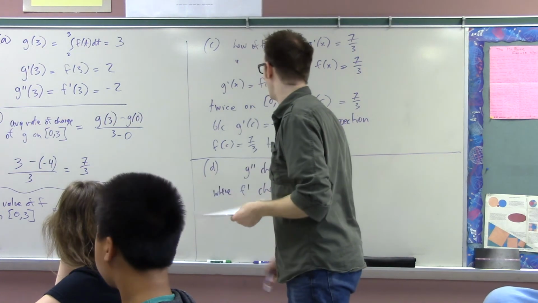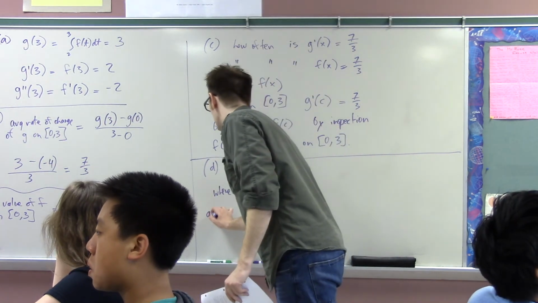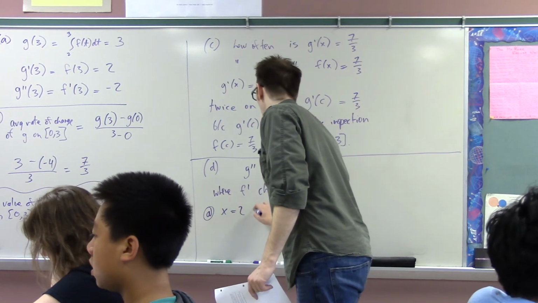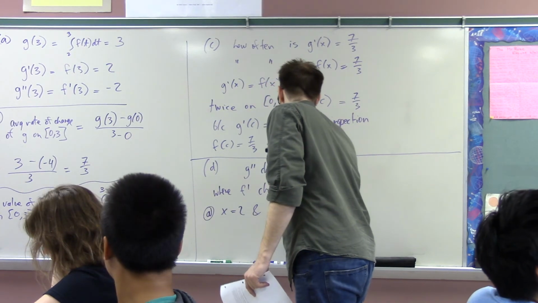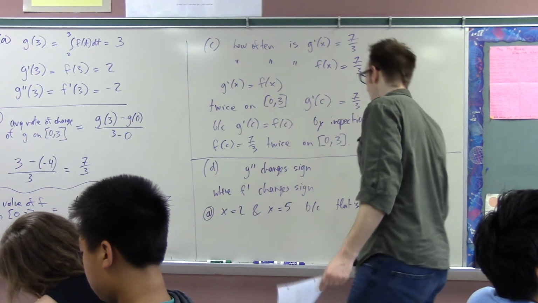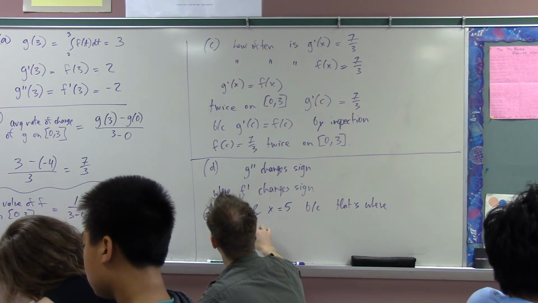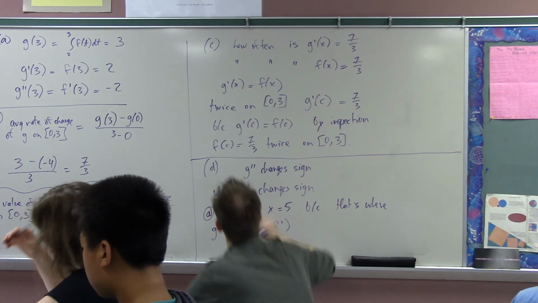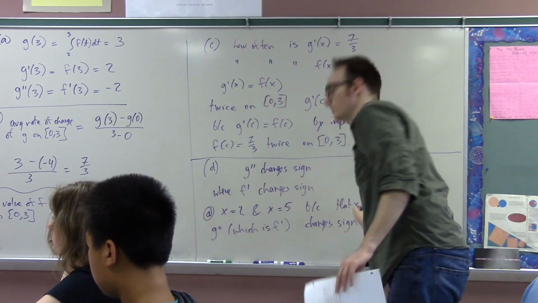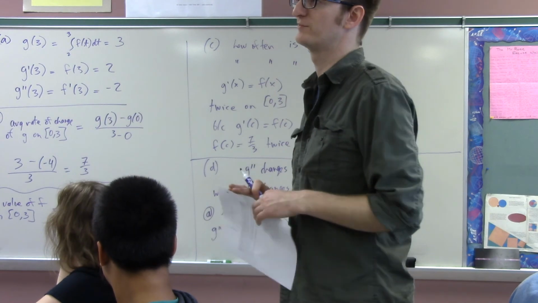you could say something like, there's many different ways to write this, but you should probably first answer the question. At x equals 2 and x equals 5, because that's where G double prime, you know, which is F prime, changes sign. And then, yeah, good. That's pretty much good enough.